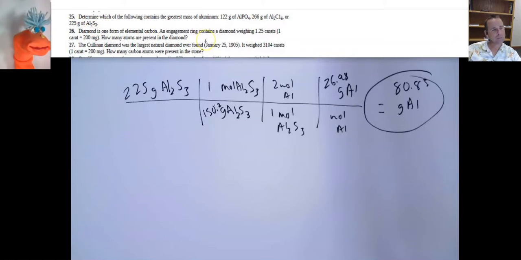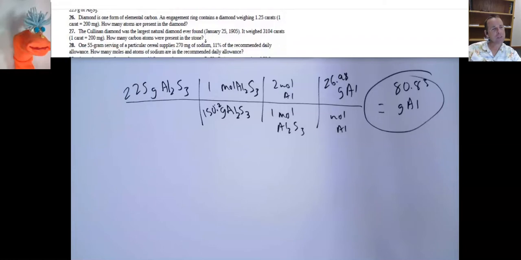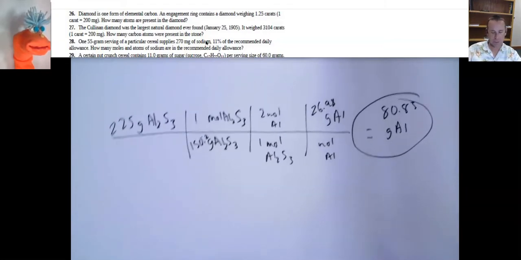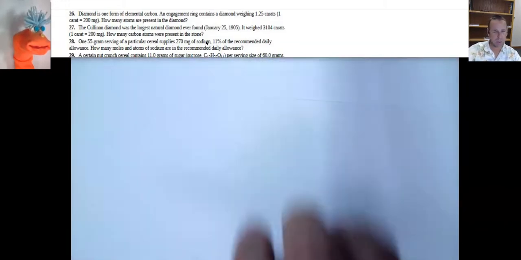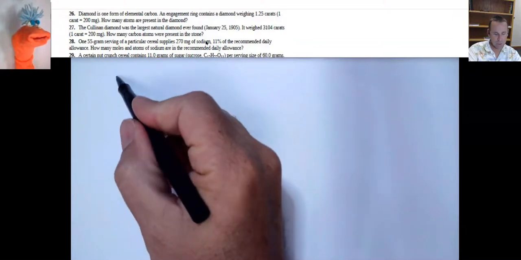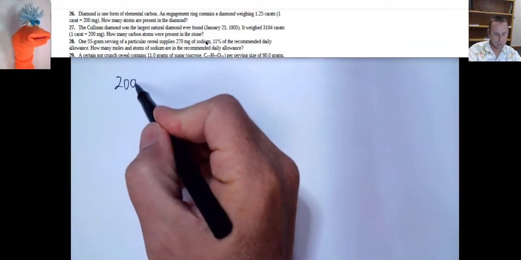Okay, good. So number 26, diamond is one form of carbon. An engagement ring might contain, not all specific ones, a 1.25 carat diamond, which is 200 milligrams. How many atoms are present in the diamond? 200 milligrams of carbon. That's right. It's all carbon. So it's 200 milligrams of carbon.